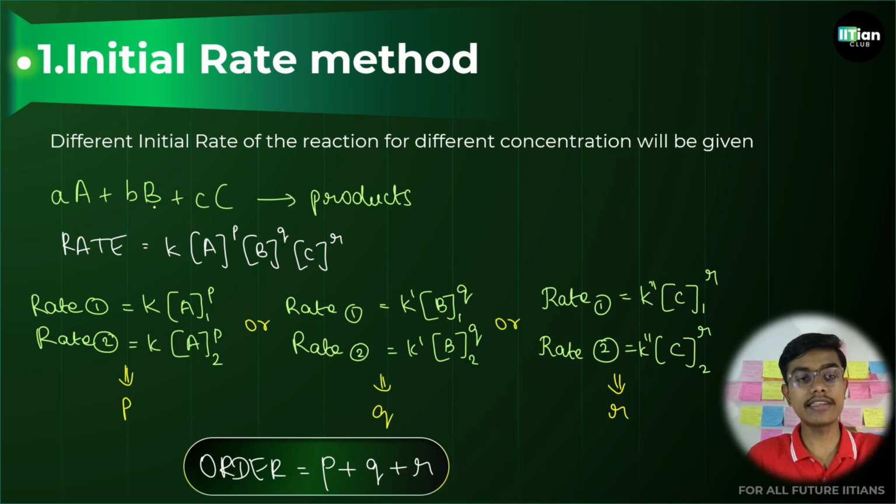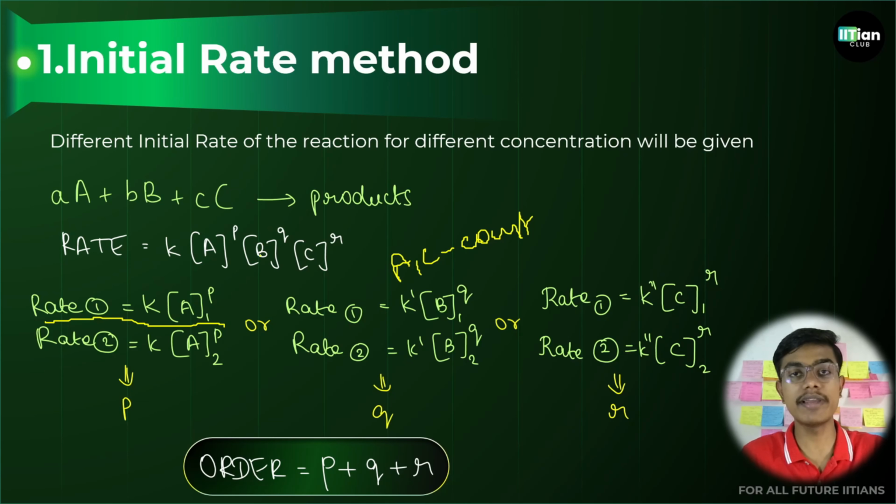And in both cases, what we will be ensuring is only the concentration of A will be changing, and the concentration of B and C will be remaining the same. So when we divide these two expressions, we will be able to find out P. Similarly, we will be able to find out Q when we have A and C as constants. The concentration of A and concentration of C will be constant in this case, and we'll be taking two different rates such that we'll be given different data.